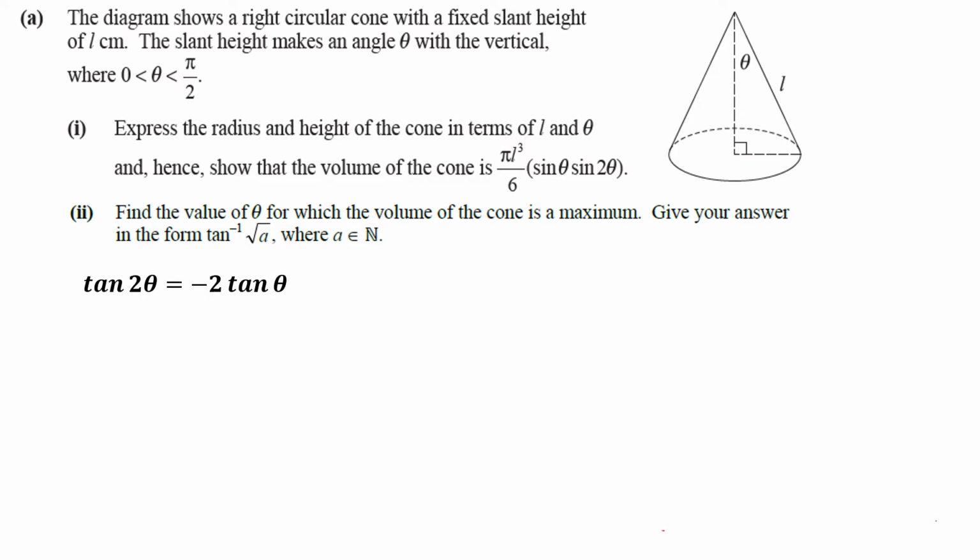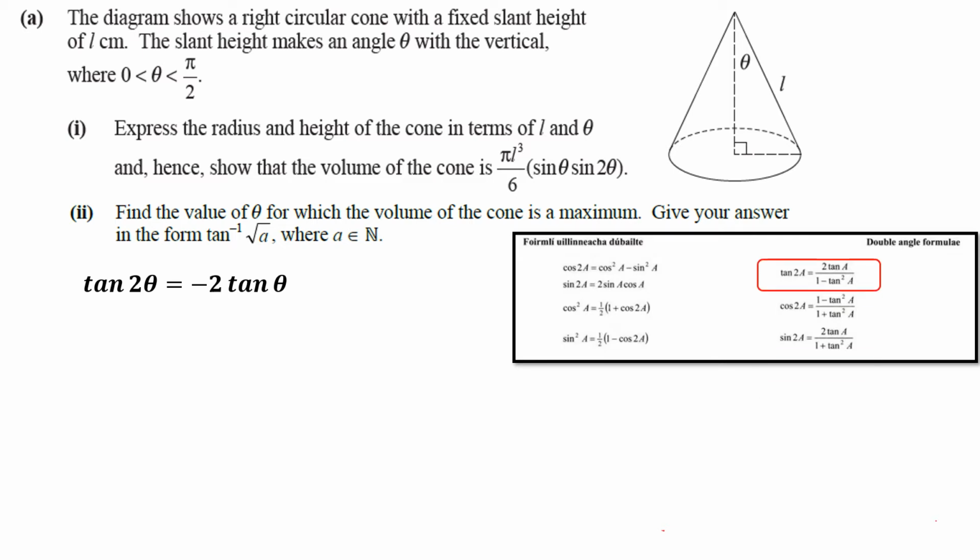So I'm going to go to my log tables, page 14, and I have this identity here that will help me. So tan of 2a is equal to 2 tan a over 1 minus tan squared a. So in terms of theta, that becomes 2 tan theta over 1 minus tan squared theta is equal to minus 2 tan theta.